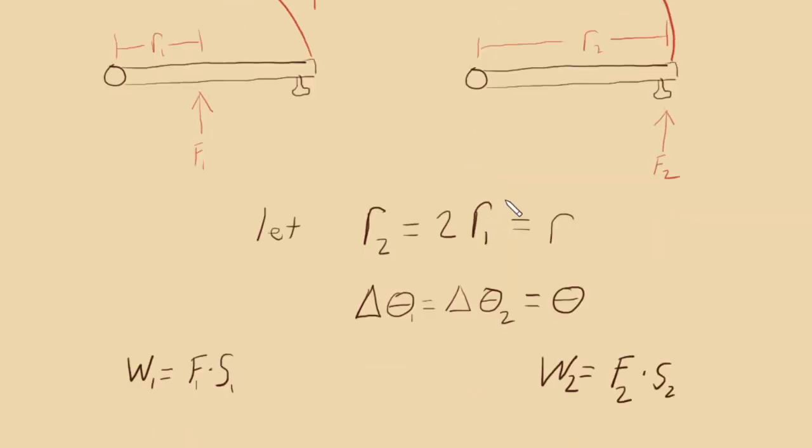So we could compare these two by saying that our work 1 is equal to our force 1 multiplied by the dot product of S1, and S1 is just going to be the arc length, the distance we push that door over. And so we could think of the same thing for door 2, where work 2 equals our force 2 times our arc length 2, S2.